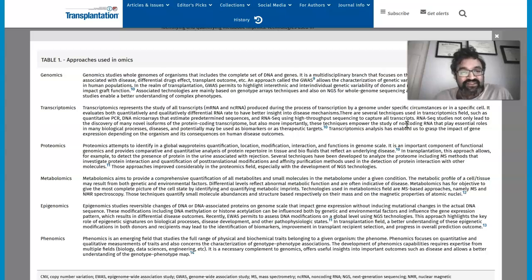So these are concepts that are very important in understanding omics and the relationship between omics and big data. Without understanding omics first, you cannot understand big data completely. You have to understand the underlying concept of omics.